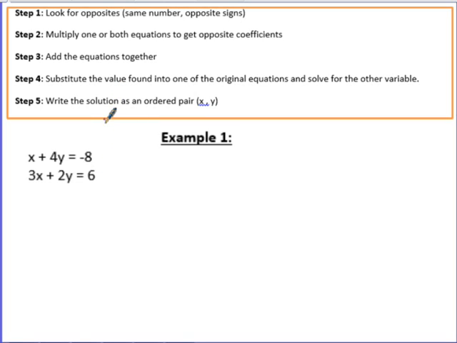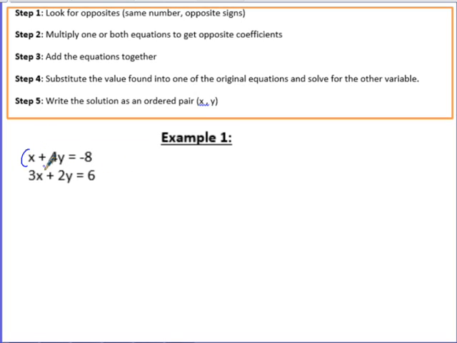Alright. In this case, I have two options. I could multiply everything in the first equation by -3, because then that would give me -3x and 3x, so my opposites. Or I could multiply everything in the second equation by -2, because then I would have -4y and +4y. It makes no difference which one, so just pick one and go with it.